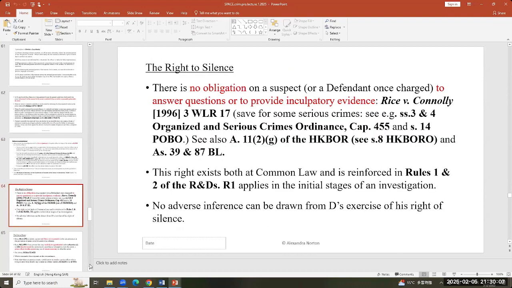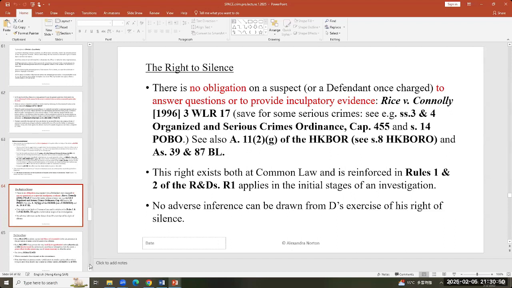Okay, right to silence. We're going to talk about this more in a subsequent lecture, but as a general provision, no obligation on a defendant to answer questions or to incriminate himself. But we know it's not an absolute right. If he does remain silent, though, the court should not draw any adverse inference from that. Because if you remember back to the rules and directions, Rule 2, when arresting a person, they have to be cautioned. So they should be told, you have the right to remain silent. You're not obliged to say anything, but if you do, it can be used in evidence against you, right?